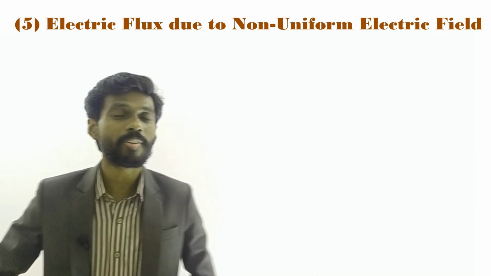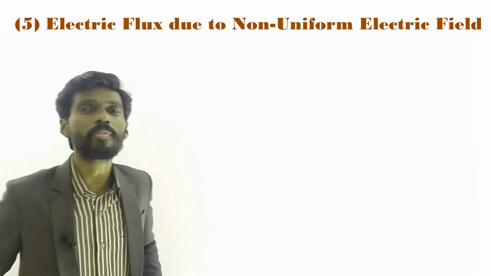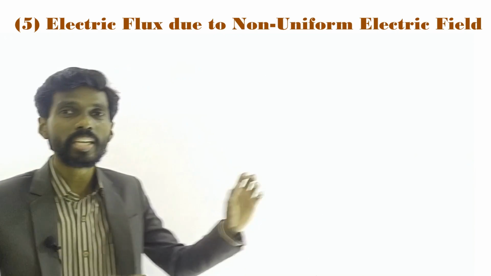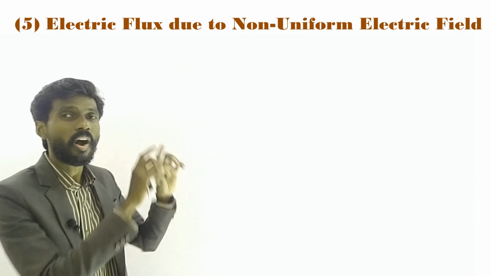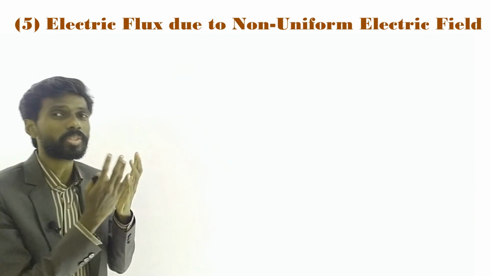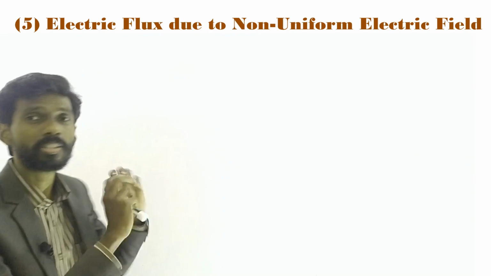Now we will find the electric flux due to a non-uniform electric field. In the last case also I gave you an example of an electric field which is not uniform, but that one was a very simple case. If not the whole region, the electric field was constant for a particular surface. On one surface, the electric field was constant, but in the entire region it was not constant. But here it is not even like that.